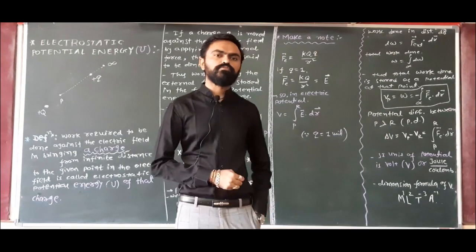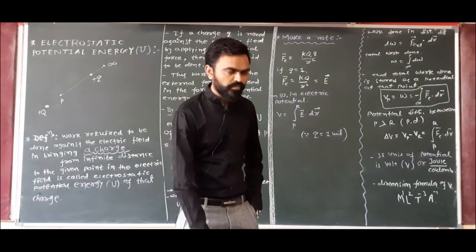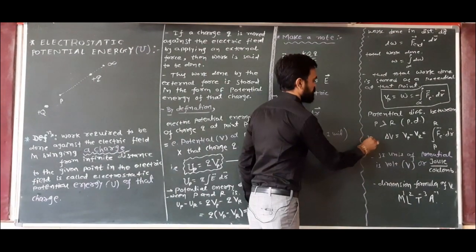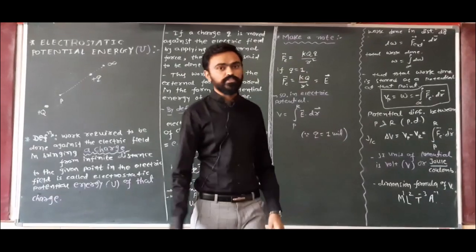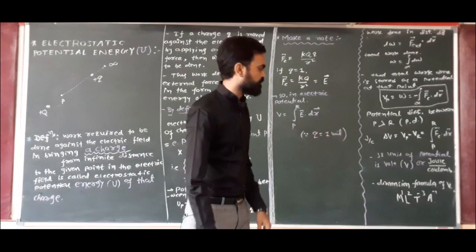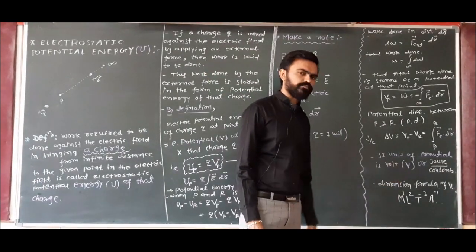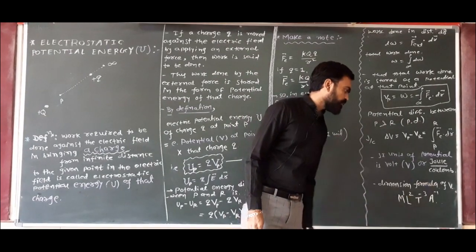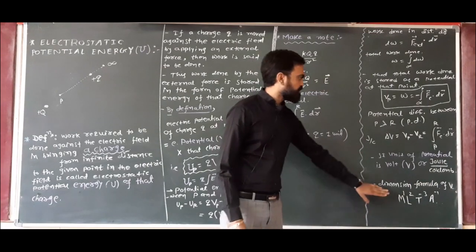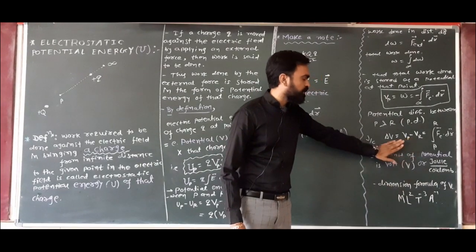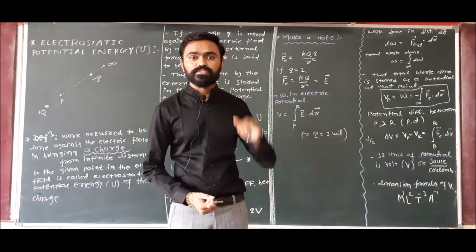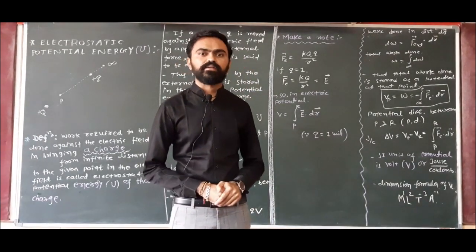And what is the unit of potential? It is indicated as the volt, and the other unit is joule per coulomb, also written as J C^-1. The dimension formula is M^1 L^2 T^-3 A^-1, which you can find from here. Voltage is also related to current. We will study it in the third chapter, current electricity.